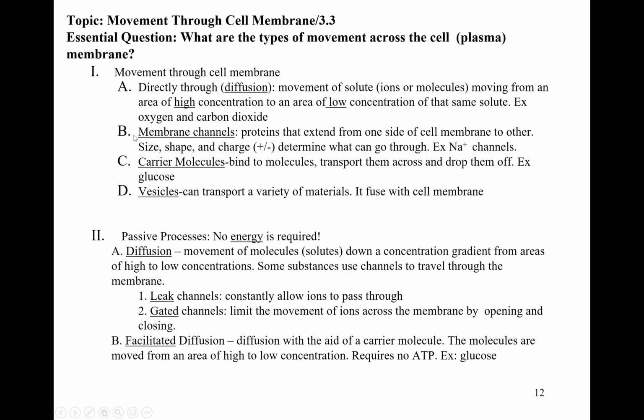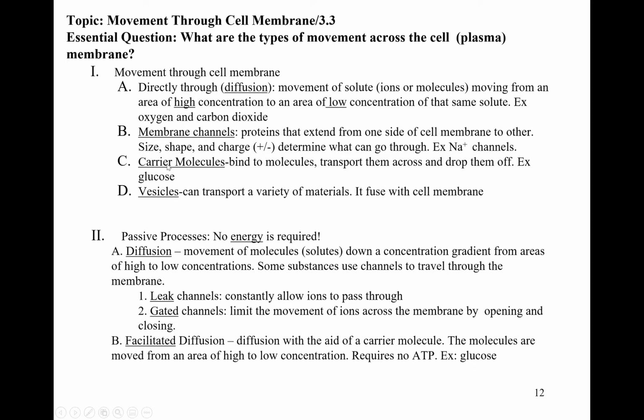Other ways things can move through are through membrane channels, and these are proteins that are embedded in the membrane, and you labeled these on your plasma membrane diagram. These can extend from one side of the cell membrane to the other, and the size, shape, and charge of these channels, or of the solute, will determine what goes through. So these membrane channels can be very specific for things. A sodium channel is going to let sodium through. Think of it kind of like a tunnel going underground. You can go through the tunnel to get to the other side.